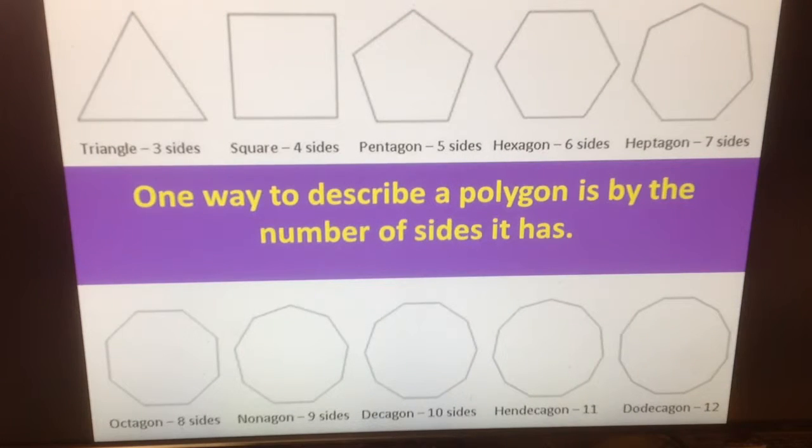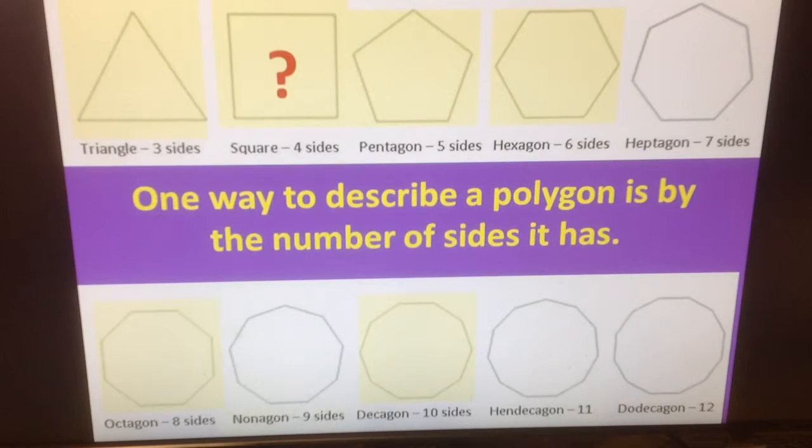So one way to describe a polygon is by the number of sides it has. There's lots of different names of shapes and we call them those names based on how many sides they have. I highlighted the ones that we talk about the most. These are the ones that get mentioned in the book, and I also put a question mark on square because I wouldn't have said square if I had made those pictures. I would have called it a quadrilateral. There are other shapes with 4 sides that are not square.